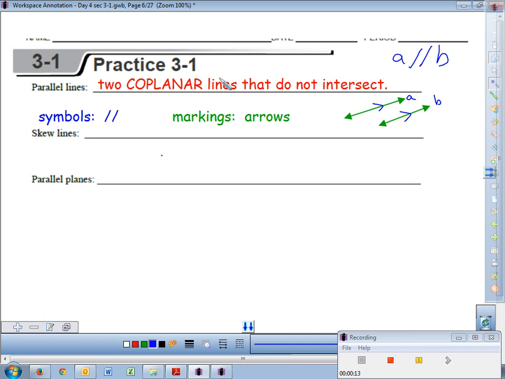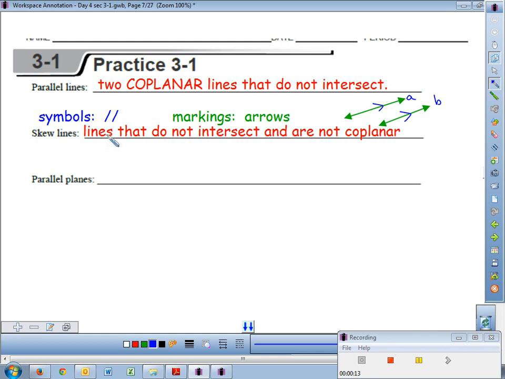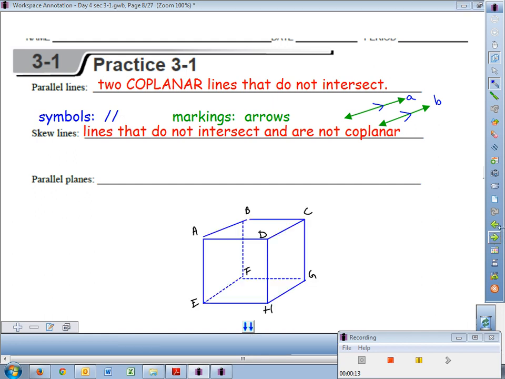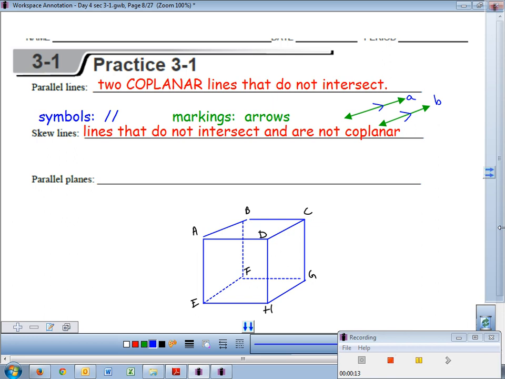So parallel lines have to be in the same plane, because if they're not in the same plane, those lines that don't intersect and are not coplanar are called skew lines. Skew lines: lines that do not intersect and are not coplanar. So the best way to give this example is with a three-dimensional shape, and the one you're very familiar with is the cube.